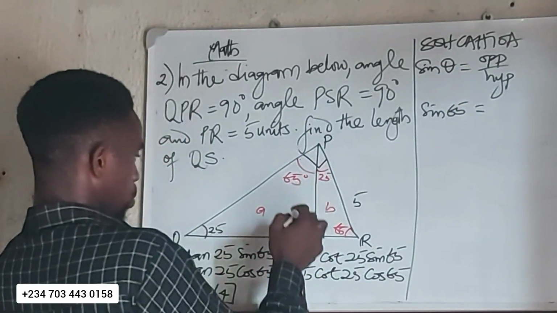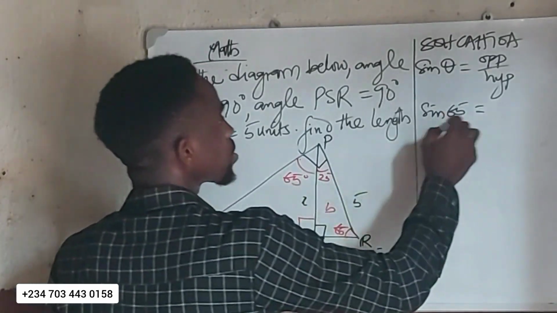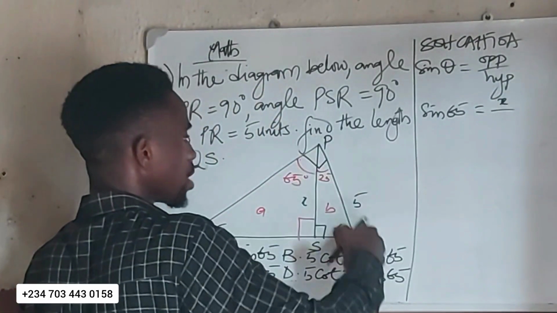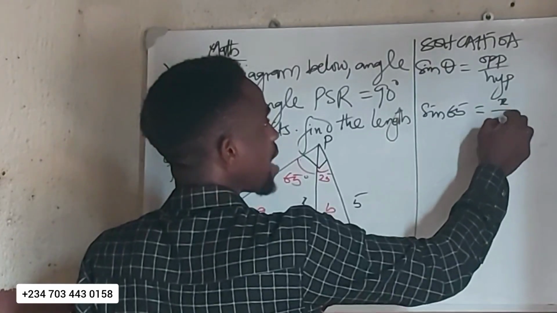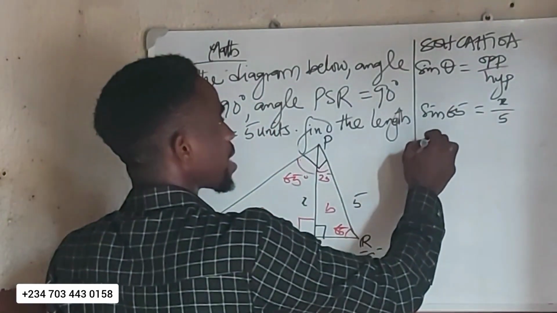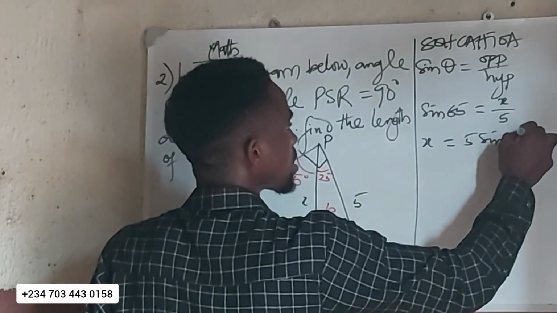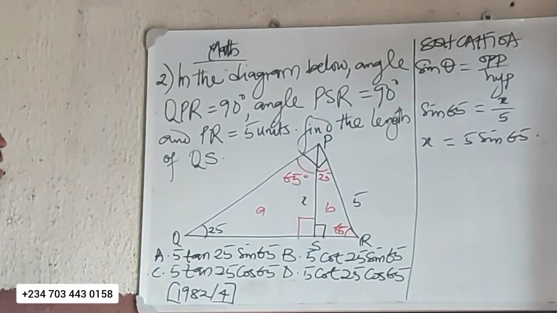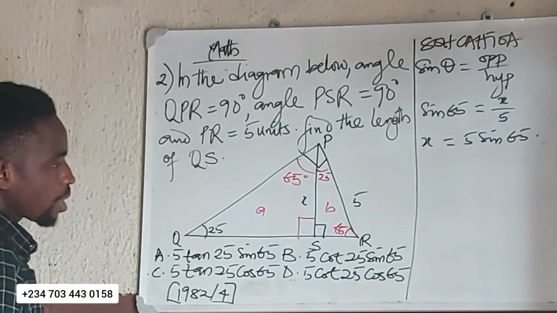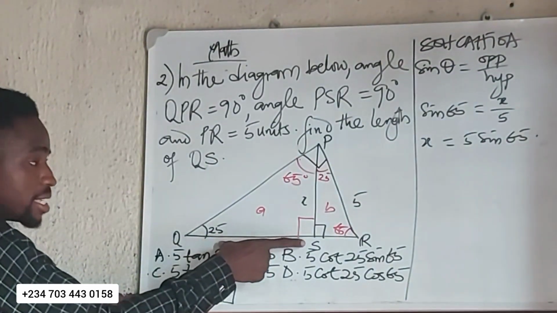the unknown side, which we can call x actually. So x upon hypotenuse, which is the longest side, which is 5. So to find the value of x, we say that x is equal to 5 sine 65. That's the value of this side x. Then again, we'll now look for the side that we are asked to find, this remaining side.